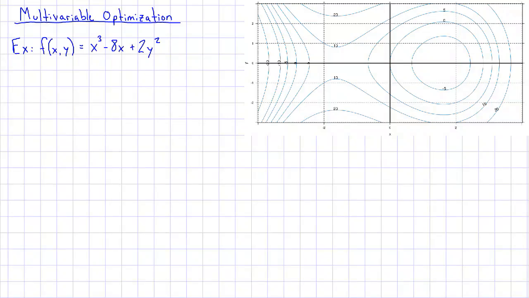Welcome. Here we're going to be looking at multivariable optimization. So I'm looking to find the minimums and maximums of a function that is dependent on two variables. So I have x and y both in my function. So I'm considering this example, f of x y equals x cubed minus 8x plus 2y squared. I have graphed it here in the upper right hand corner.